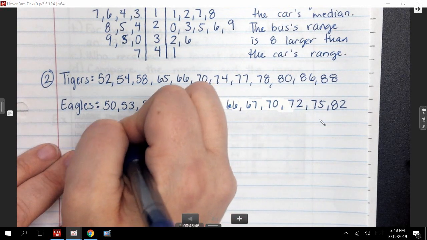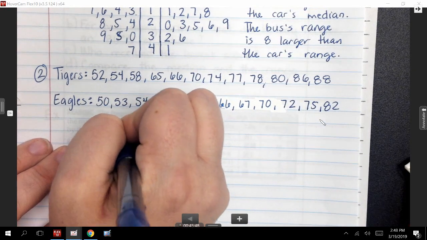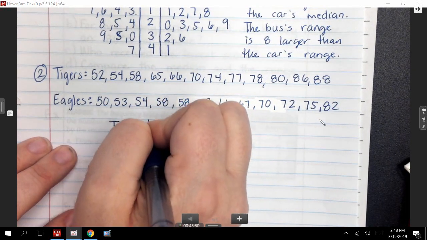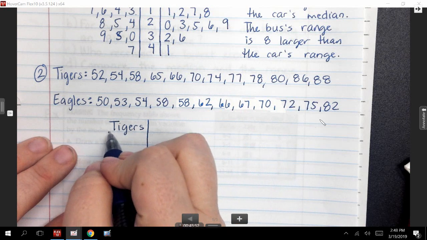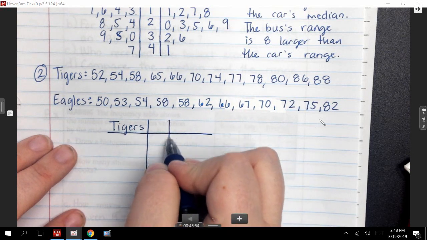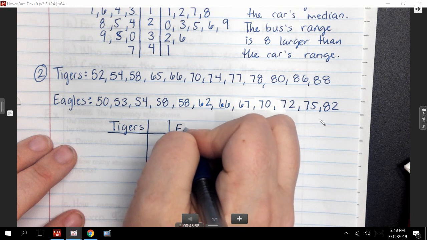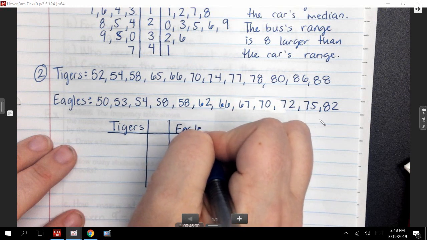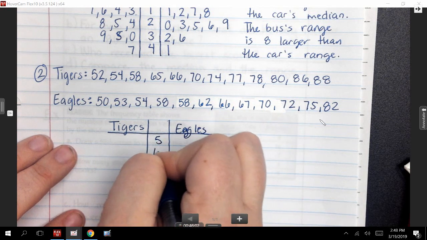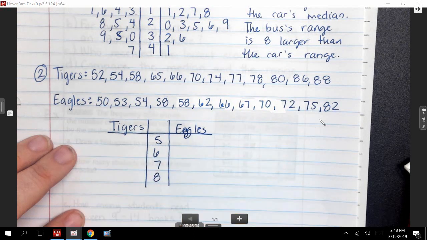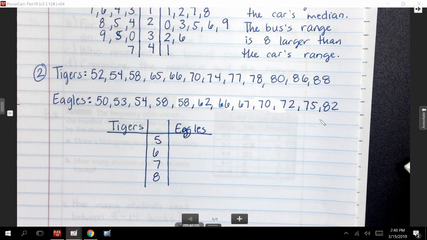All right. So we're going to start with our Tigers on one side. What numbers do I need in my stem here? Aaron? 5, 6, 7, and 8. Yeah, 5 through 8. That's good.